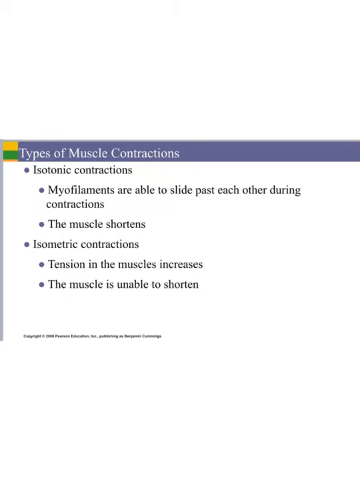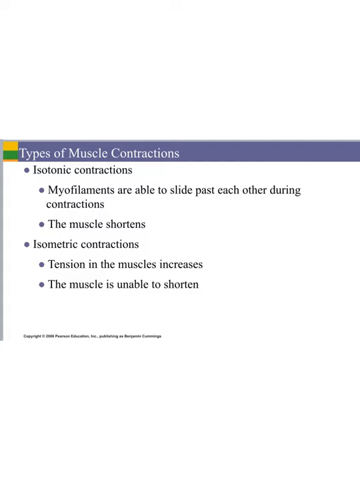We also need to talk about the two types of muscle contractions, isotonic versus isometric. For those of you that are familiar with exercising and working out, probably in your extracurricular athletic workouts, you do both isotonic exercises as well as isometric exercises. So what does that mean? Well, we need to know the definitions. Isotonic contractions are when the myofilaments are able to slide past each other, right?